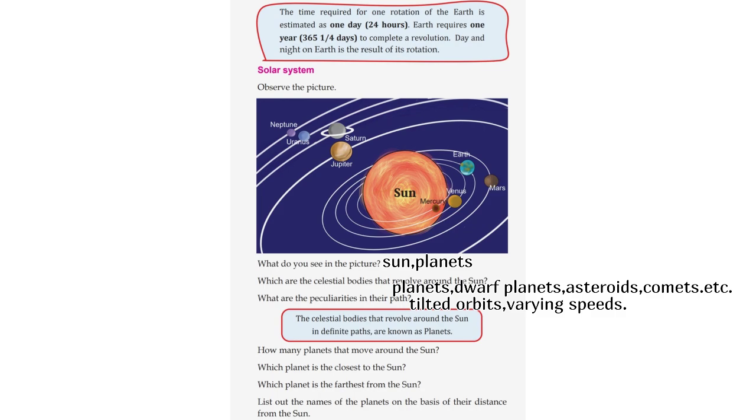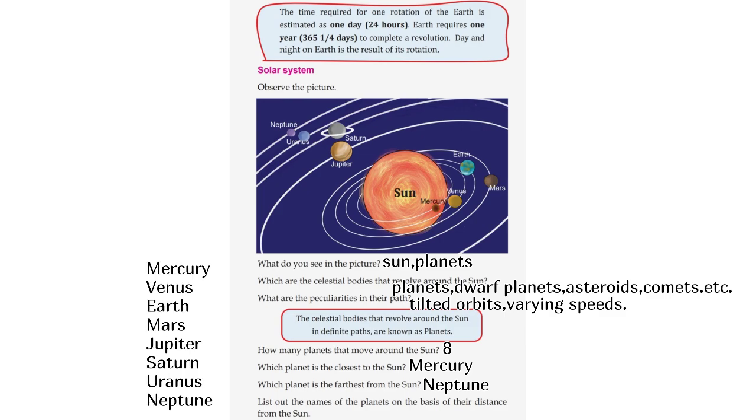How many planets move around the sun? 8. Which planet is the closest to the sun? Mercury. Which planet is the farthest from the sun? Neptune. List out the names of the planets on the basis of their distance from the sun. Mercury, Venus, Earth, Mars, Jupiter, Saturn, Uranus, Neptune.